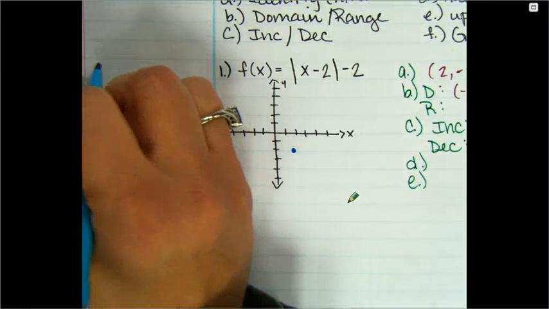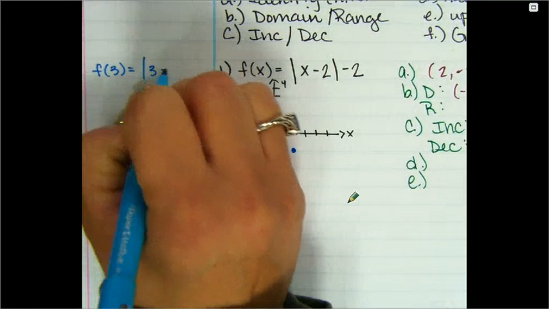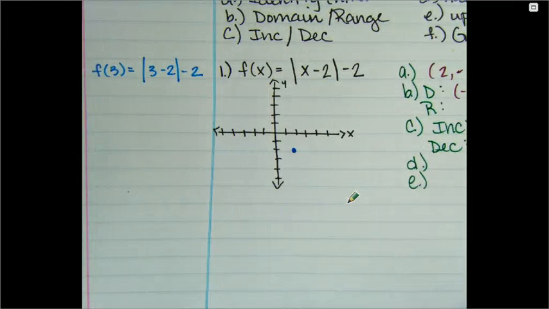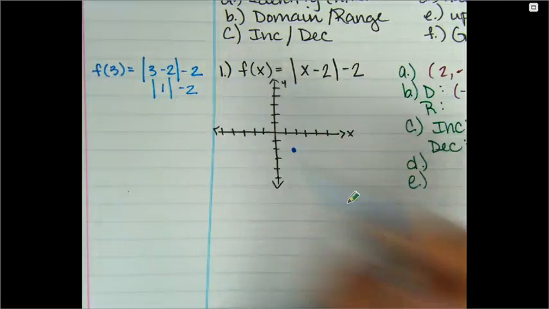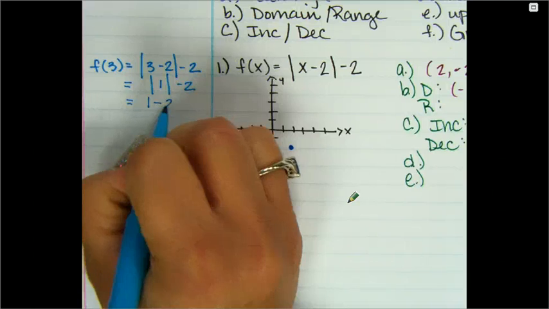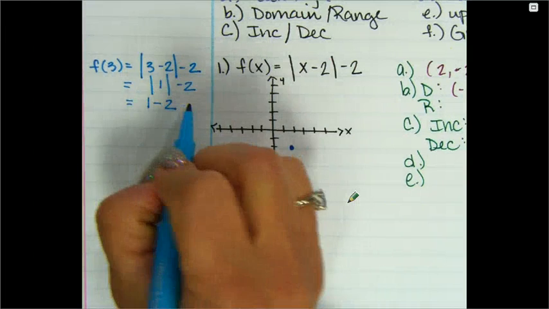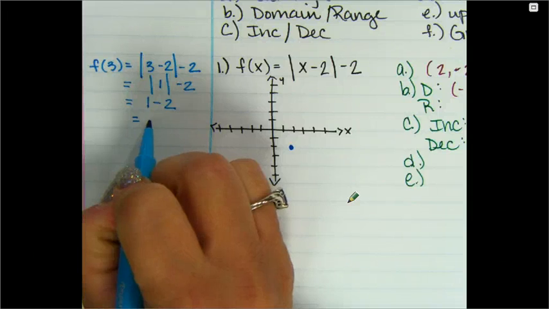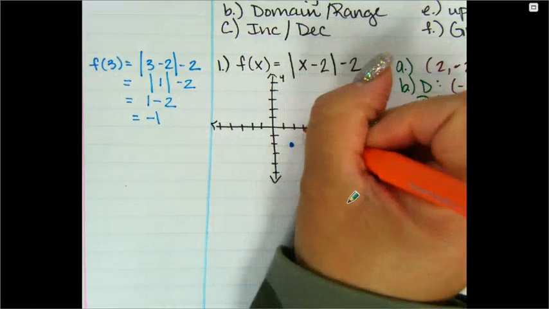3. So you're going to do f of what? 3. All right. What's 3 minus 2? What's the absolute value of 1? Nope. Positive 1. Absolute value is always positive, because remember, it's distance from that point to 0, and you can never go negative. And what's 1 minus 2? Negative 1. So right now, I know that this is 3 comma negative 1. So graph it.